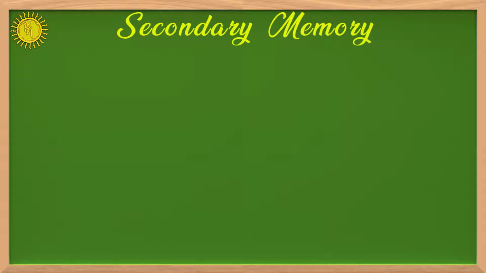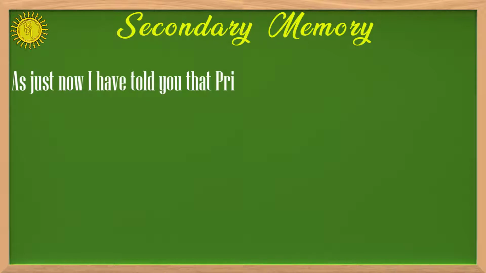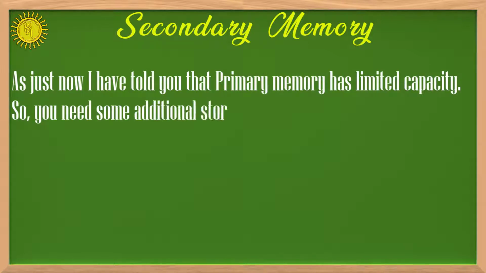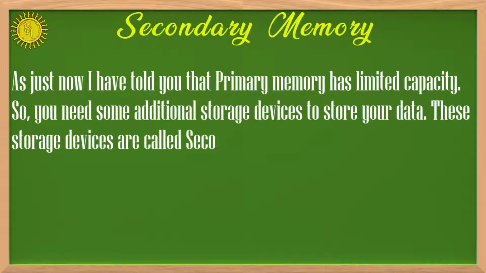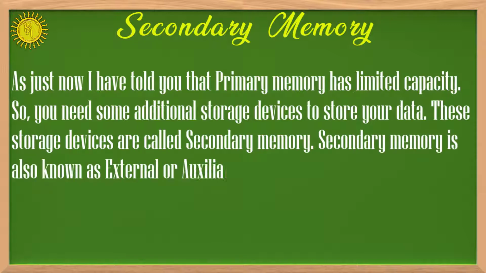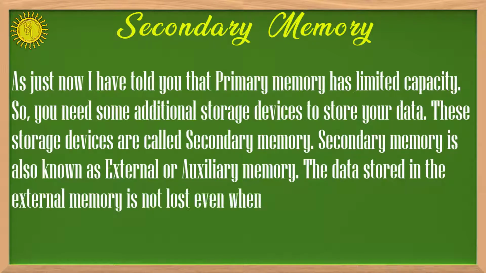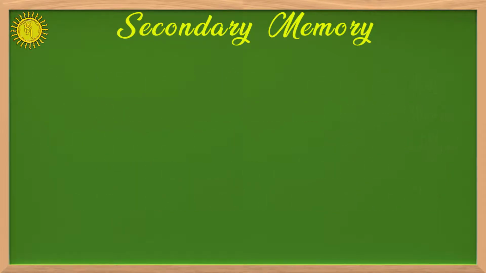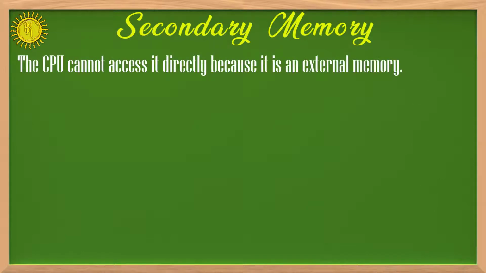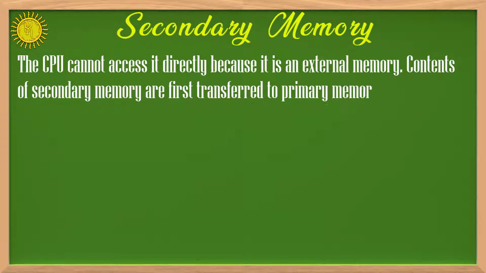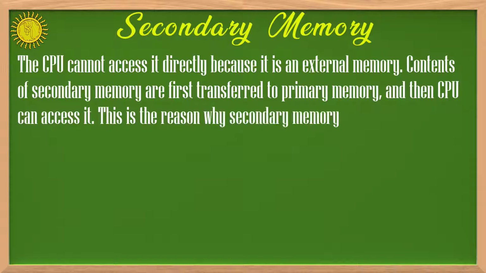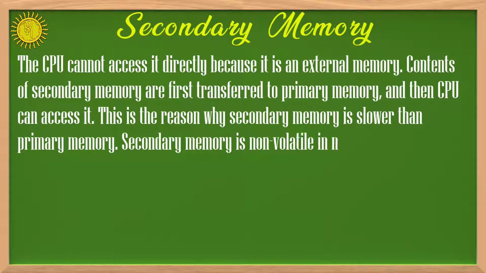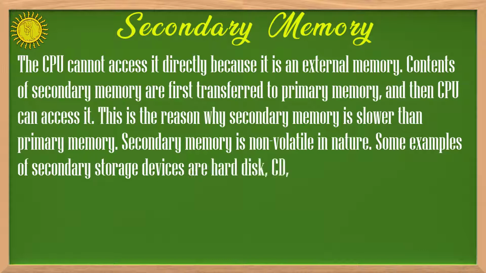Now the second topic is secondary memory. As I just told you, primary memory has limited capacity, so you need some additional storage devices to store your data. These storage devices are called secondary memory. Secondary memory is also known as external or auxiliary memory. The data stored in external memory is not lost even when the computer is turned off. The CPU cannot access it directly because it is an external memory. The contents of secondary memory are first transferred to primary memory and then the CPU can access it. This is the reason why secondary memory is slower than primary memory.